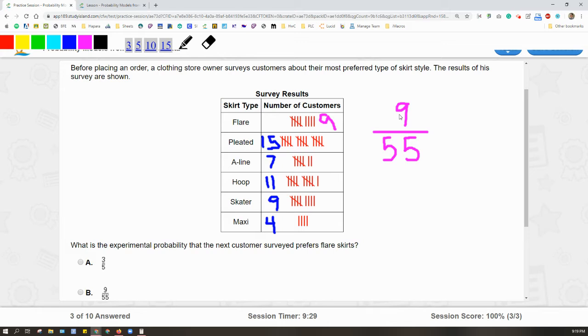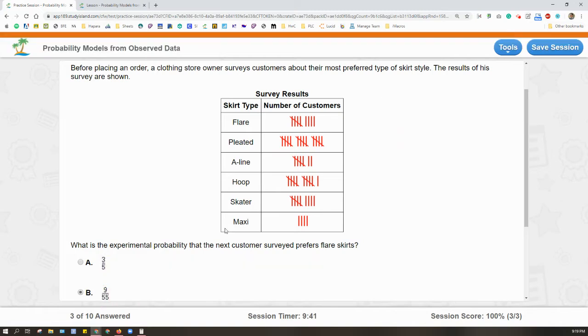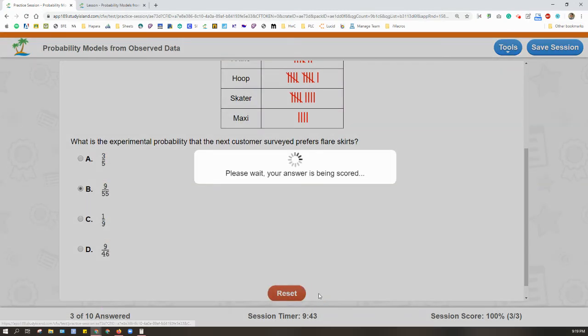9 divides by itself and 3 and 1. 55 doesn't divide by 3. It doesn't divide by 9. It only divides by itself and 11 and 5 and 1. So they don't share any common factors. 9 55ths is as simplified as you can make that fraction. So 9 55ths is the answer.